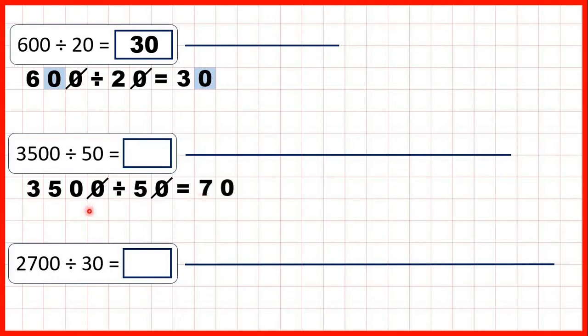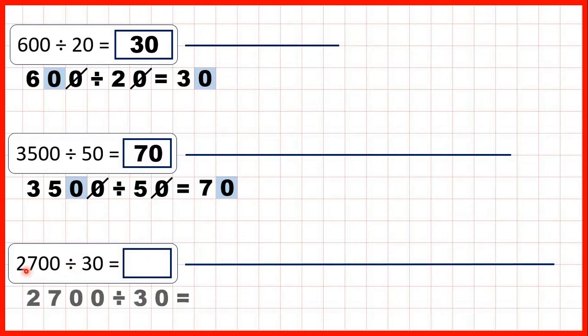That's 70 because 35 divided by 5 is 7, and then because we have an end zero in the dividend that we've not been able to cancel, we have an end zero in the quotient. So our answer is 70.